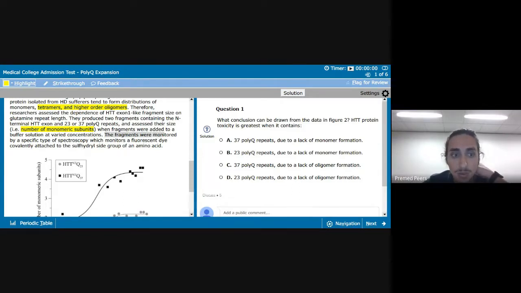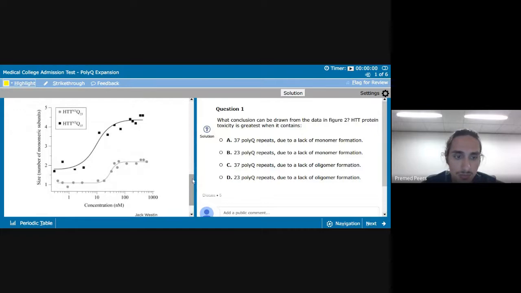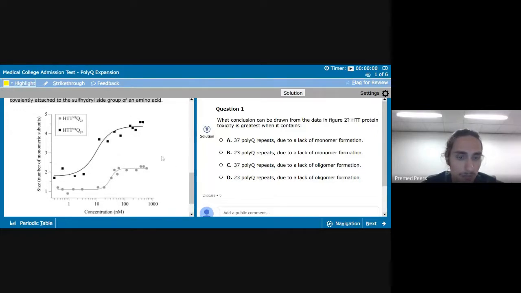The fragments were monitored by spectroscopy, which measured a fluorescent dye covalently attached to the sulfhydryl side group of an amino acid. Technical details, we might go back to them, but they use some form of a test. Let's see, they give us this figure. Look at the x-axis. They're increasing the concentration.